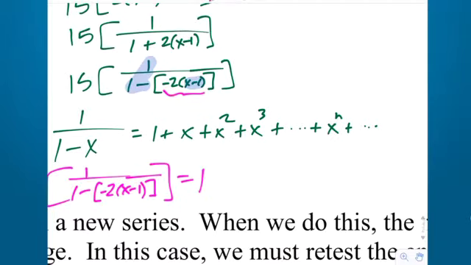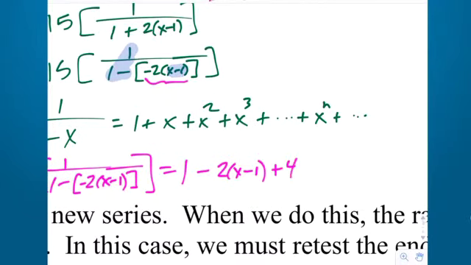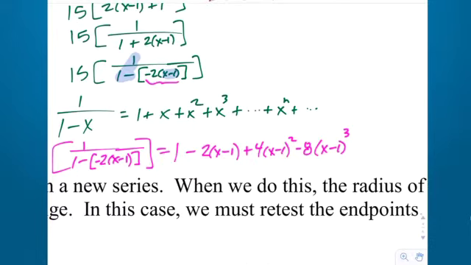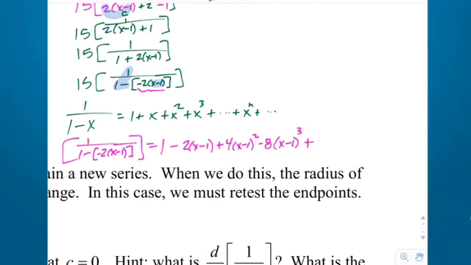So I get a 1. It's going to be minus 2 times x minus 1. And then when I square the negative 2, I get positive 4 times x minus 1 squared. Negative 2 cubed is minus 8, and then x minus 1 cubed. So there's the first 4 non-zero terms. And then plus dot, dot, dot.